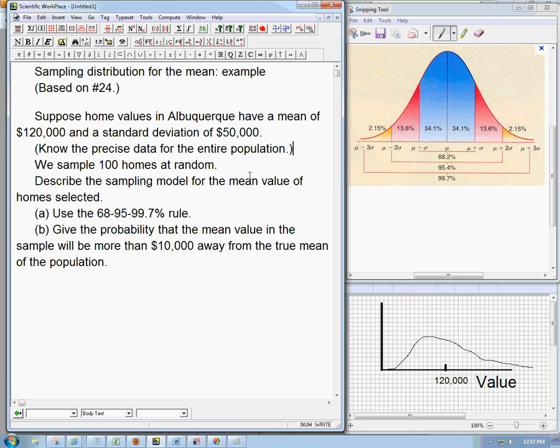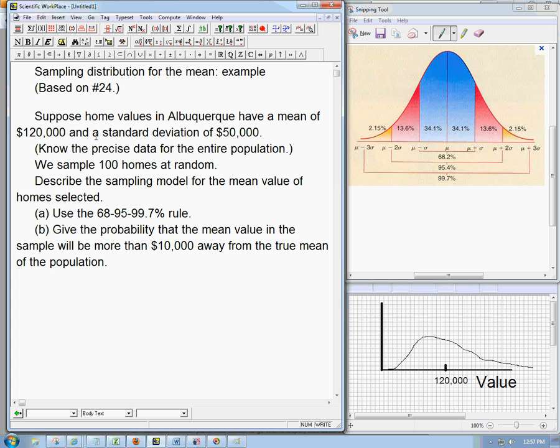Okay, so this is kind of weird that we actually know the precise data for the entire population, and then it says we sample 100 homes at random. Why on earth would we do that? We already know everything there is to know about the population. The answer is that we're warming up for flipping this and reversing the situation, where we're going to imagine in the next chapter and beyond that we sample and we know the data in the sample, and we don't know these key numbers, especially the 120,000, and we'd like to figure out what that number is, the 120,000.